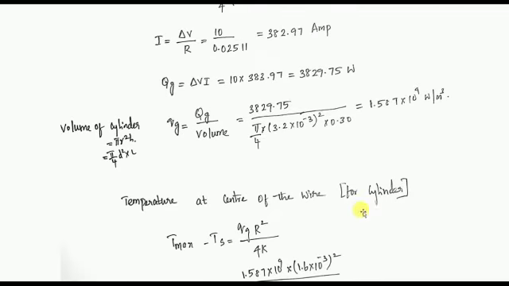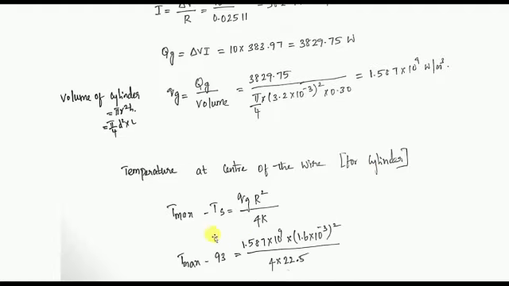Now temperature at the center of wire, that is you are going to calculate the Tmax, that is Tmax minus Ts equal to Qg R square by 4K. This we have seen n number of times. This formula I have asked you to memorize. When the wire is coming into picture, very important, you already know it is cylinder only. So we have to take the formula for cylinder, not sphere. So Tmax minus Ts equal to Qg R square by 4K.